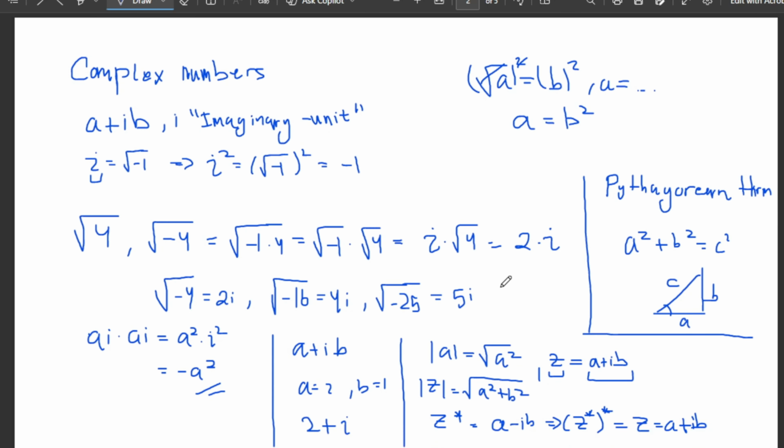Next, we're going to talk about factorizing. If we have two variables, x plus y times x plus y, what does this equal to? Here we use the FOIL method.